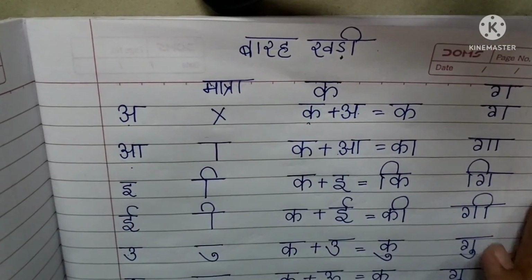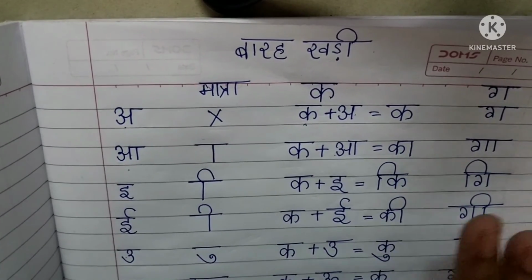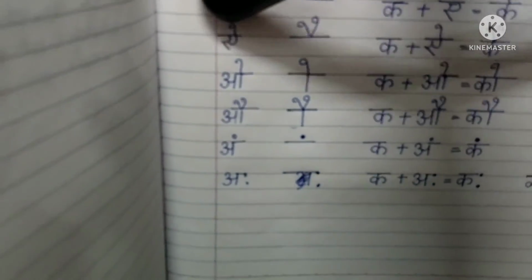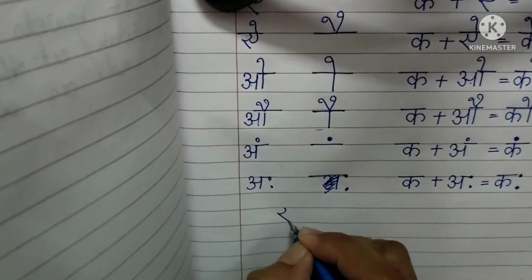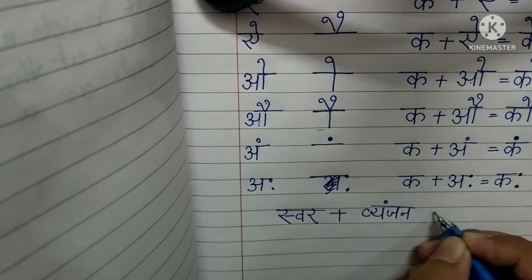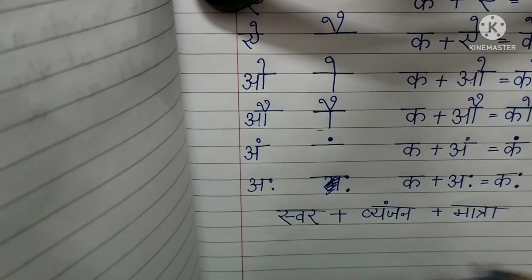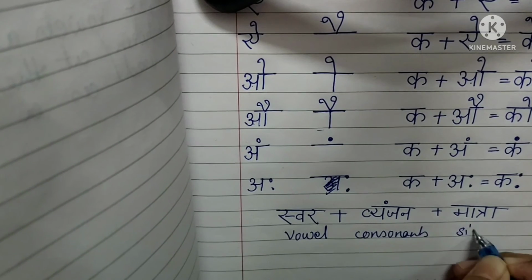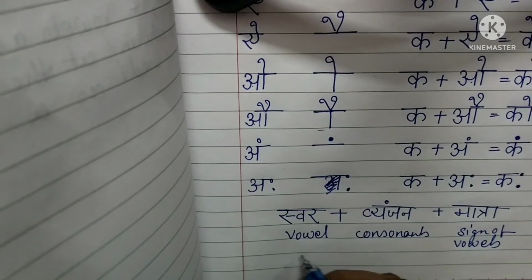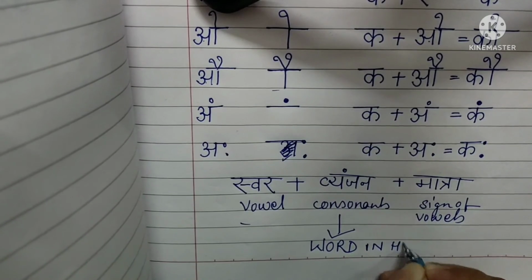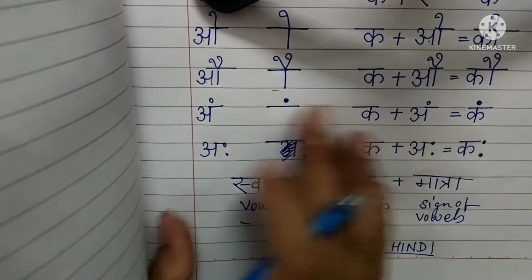All the Hindi words in this universe can be made using the vowels, consonants and the matra. For making any word, you need only three things. What are the things you need? You need swar, that is vowel, plus consonants, that is vyanjan, plus matra. Matra means the sign of the vowels. Using these three things, you can make any word in Hindi. In the next class, we are going to learn how words can be made by using all the three things.